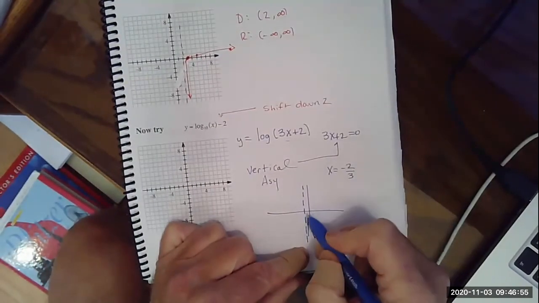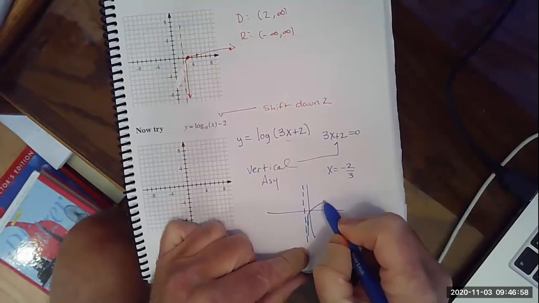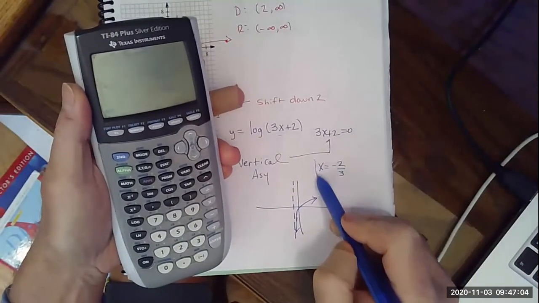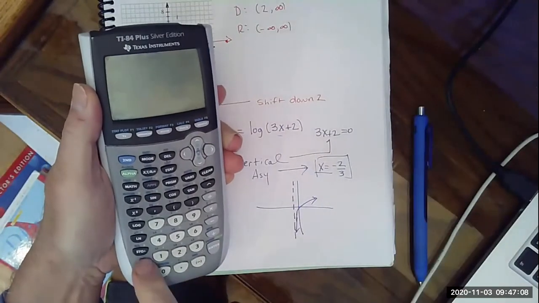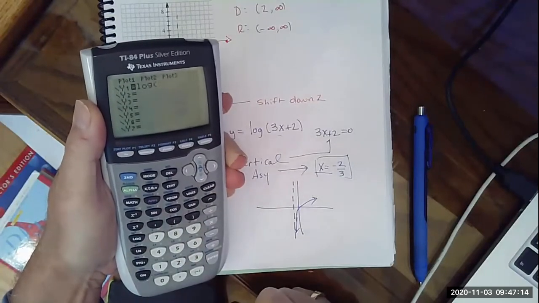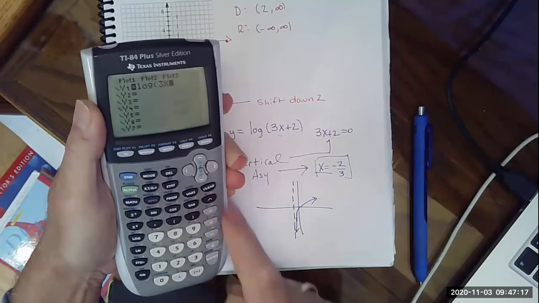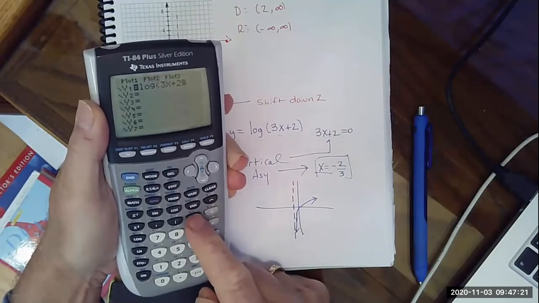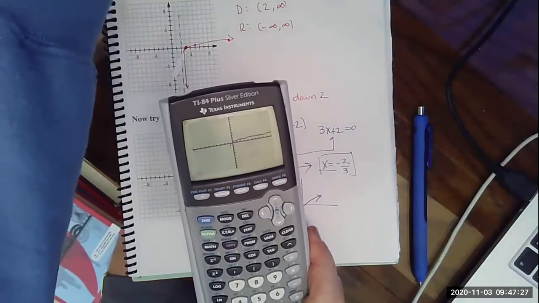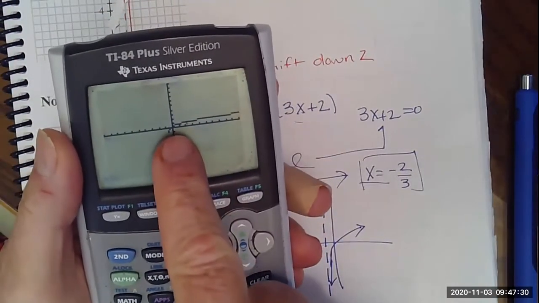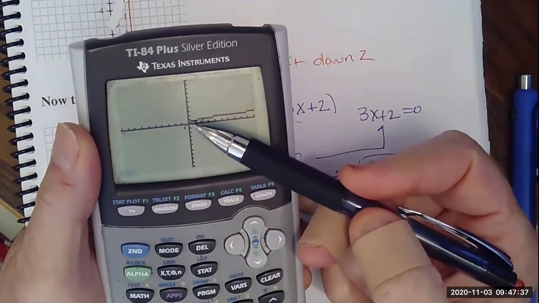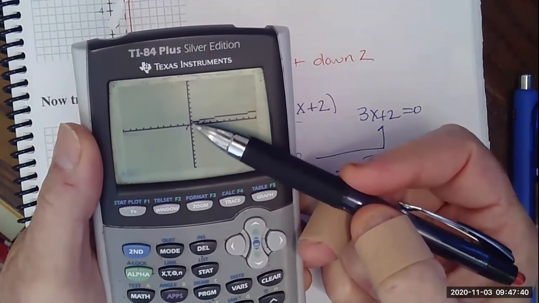It's not going to be the origin, but I can find that out pretty easily with my graphing calculator. But this is the vertical asymptote, by the way. Y equals log of 3x plus 2. You see how it's bending left of 0. Everybody can see this bending left, and the x-intercept is in there somewhere.